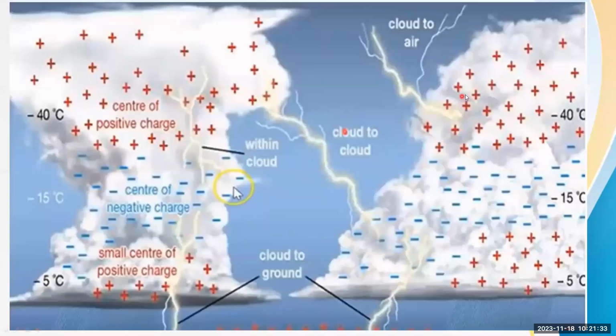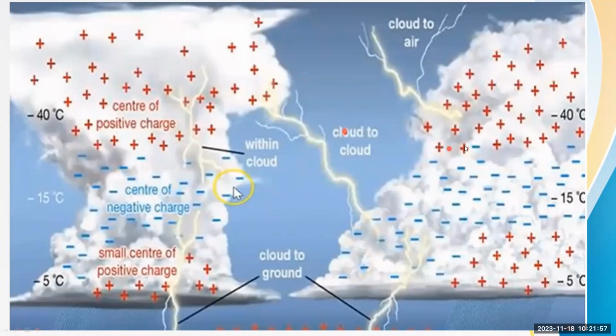Lightning. Okay, so lightning phenomena. Lightning phenomena is a peak discharge in which the charge accumulated in the cloud, positive and negative charges, discharges into the neighboring cloud or to the ground.